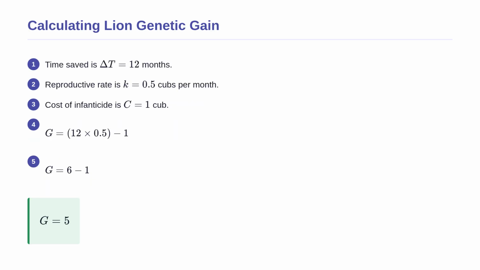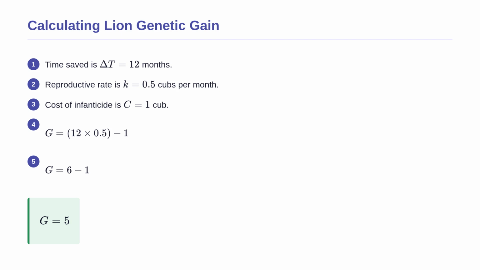Now that we have the time saved, let us calculate the final evolutionary payoff for our lion. We are given his reproductive rate of half a cub per month and a cost of 1 cub due to energy loss and minor injuries from fighting the mothers. We plug these values into our genetic gain formula.